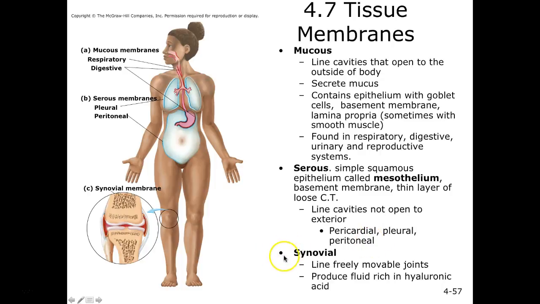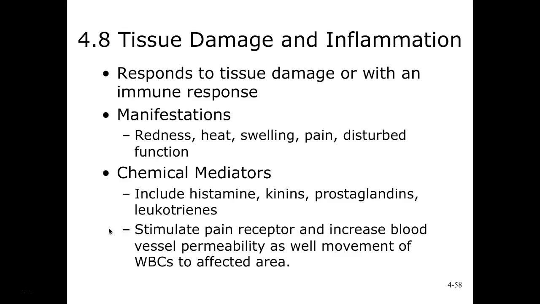And the last membrane type that we have are synovial membranes. These are going to line all of our synovial joints, which will be our freely movable joints. So as you move your fingers, your shoulder, your knee joint, your hip, these are all examples of synovial joints. And the synovial membrane here is going to assist in producing our synovial fluid, which is going to be rich in that hyaluronic acid.